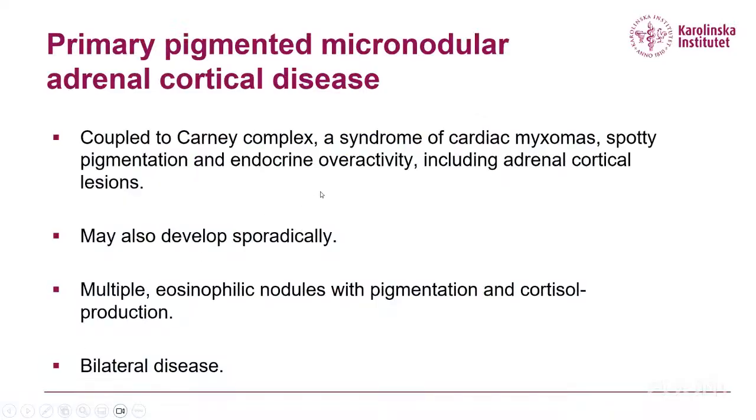One special form, which I briefly mentioned, which is a form of micronodular bilateral disease, is the primary pigmented adrenocortical disease. And this is coupled to Carney complex, which is a syndrome in which you can have various degrees of manifestation of cardiac myxomas and hyperpigmentation and endocrine overactivity in various organs. The specifics of this entity is that you will have multiple eosinophilic nodules with clear-cut pigmentation, and you will have atrophy of the adrenal cortex between these nodules. And it's always bilateral, and it's always in young adults or in children.